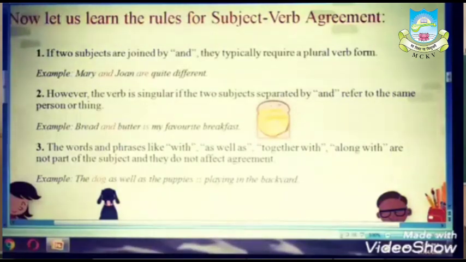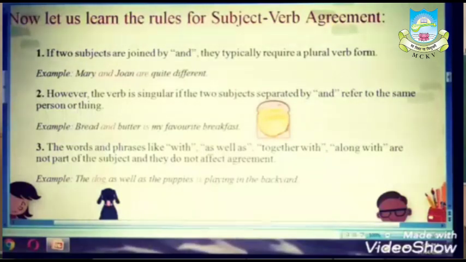Now, what does this mean? This means that 2 or more singular nouns or pronouns, I hope you are following me, 2 or more singular nouns or pronouns joined by and require a plural verb. As you can see in the example, Mary and Joan are quite different. Now, Mary and Joan are 2 singular nouns and they are joined by the word and. Therefore, it is taking a plural verb.